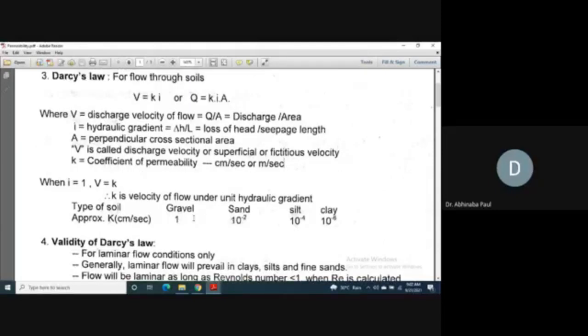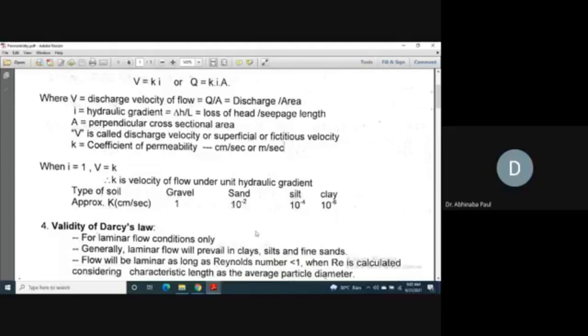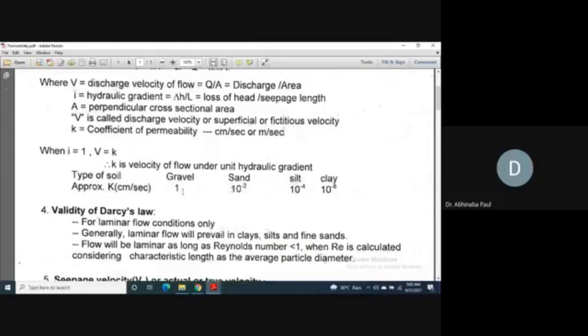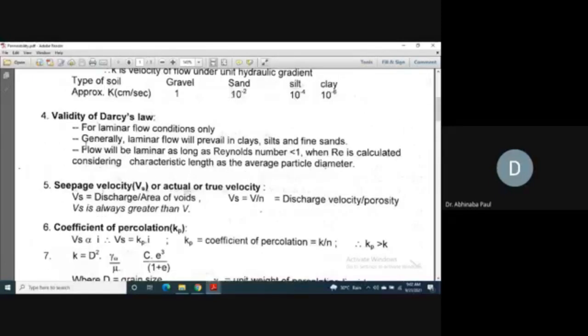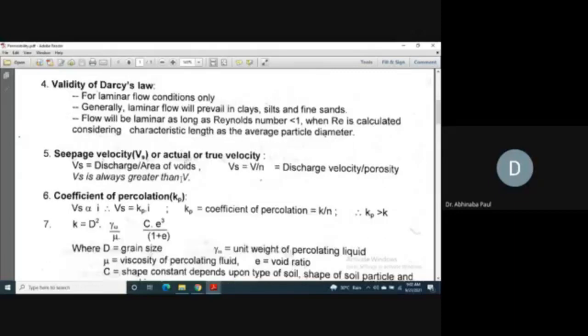Now the types of soil and approximate values of permeability are mentioned here. We can see gravel has the highest permeability, then sand. Sand means 10 to the minus 2. As we move in the clay direction, it becomes smaller and smaller. 10 to the minus 6 means it is smaller; 10 to the minus 2 is bigger. Now for the validity of Darcy's law, you can see if it is there in your syllabus.